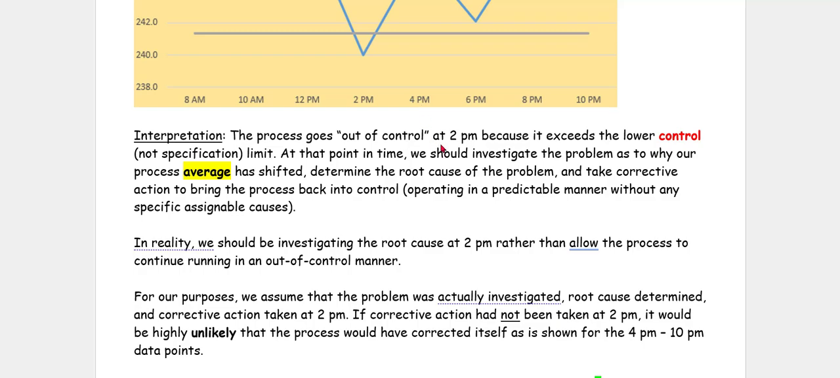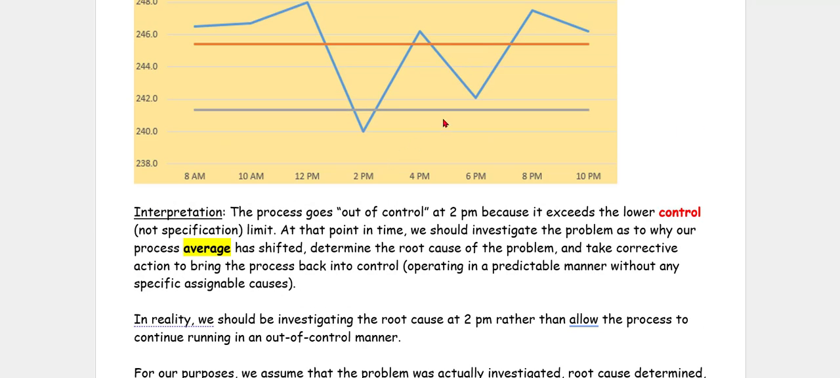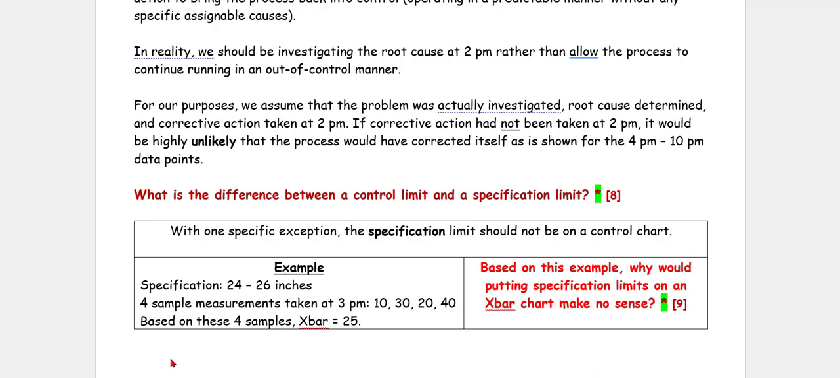For our purpose, we assume that the problem was actually investigated, root cause determined, and corrective action taken at 2 p.m. If corrective action had not been taken at 2 p.m., it would be highly unlikely that the process would have corrected itself, as is shown by the 4 p.m. to 10 p.m. readings. So, to recap, what is the difference between a control limit and an engineering specification limit?